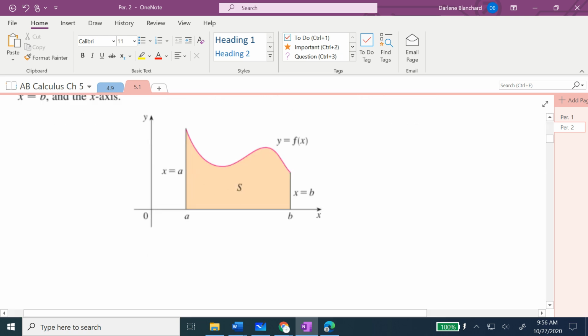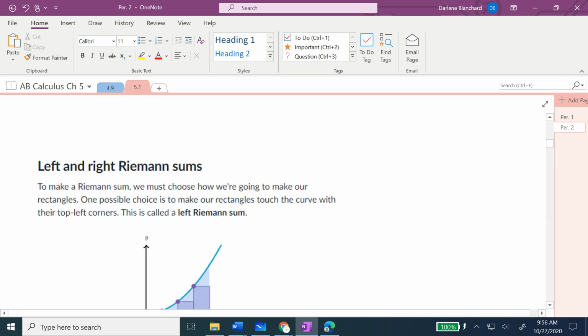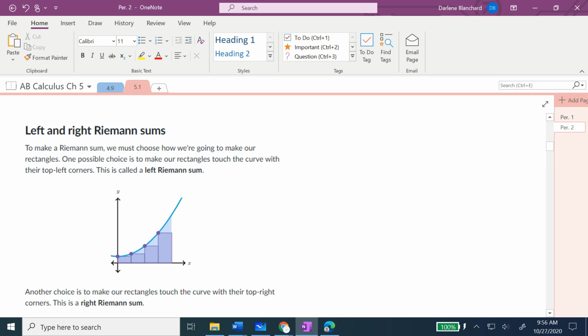So we start off with the idea of approximation. Now, on the AP exam, there are certain approximation techniques that they expect you to use. And so today is just all about those approximation techniques, not about actually finding the actual area yet. We're going to be doing that throughout the week.